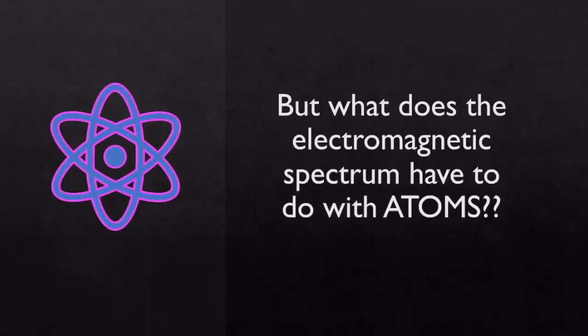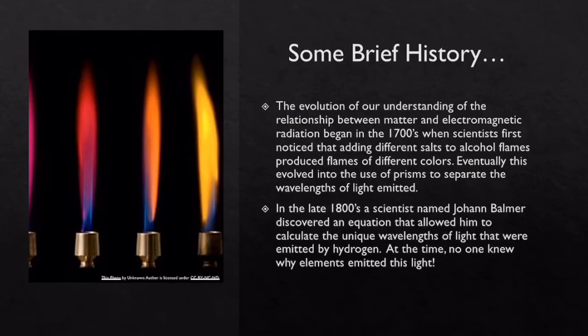But what does the electromagnetic spectrum have to do with atoms? Because this is chemistry, right? So let's take a look at some brief history. The evolution of our understanding of the relationship between matter and electromagnetic radiation began in the 1700s when scientists first noticed that adding different salts to alcohol flames produced flames of different colors. And eventually this evolved into the use of prisms to separate wavelengths of emitted light. And in the late 1800s, a scientist named Johann Balmer discovered an equation that allowed him to calculate the unique wavelengths of light that were emitted by hydrogen.